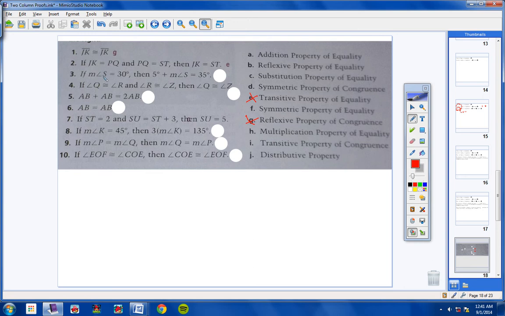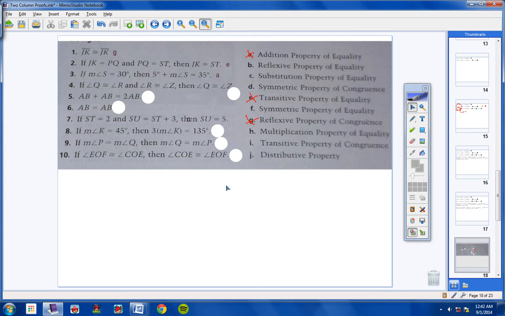Okay, number 3. The measure of angle S equals 30. Now watch carefully. Look what we did. We added 5 to this side, and notice how your 30 right here became a 35. So we added 5 to both sides. If we added 5 to both sides and we're dealing with equal signs, that's going to be the addition property of equality.